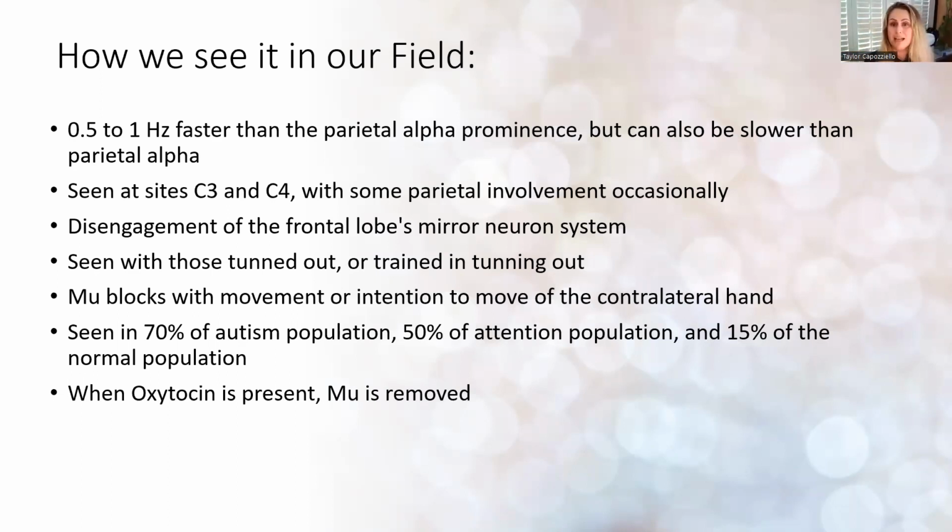It's a disengagement of the frontal lobe's mirror neuron system, seen with those that tune out or are trained to tune out, such as athletes. It's seen in 50% of the autistic population, 50% of the attention-deficit population, and 15% of the normal population, which includes a lot of CEOs and athletes and people that are trained to tune out. And when oxytocin is present, mu is removed, and eye contact produces oxytocin for most people.